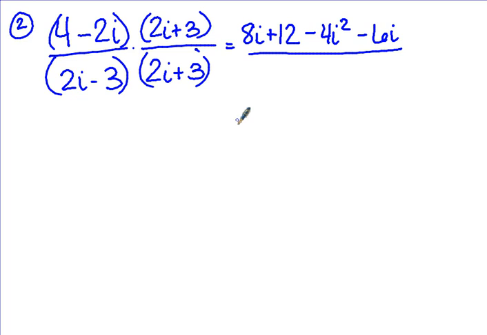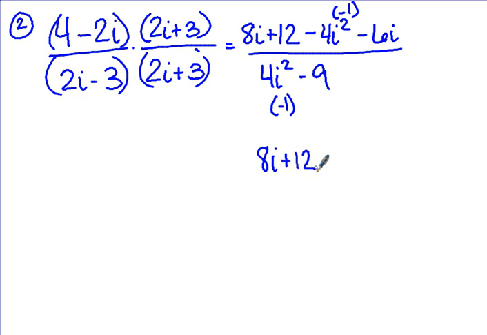And on the denominator, we just need to do first and last terms. So we have 2i times 2i, which gives me 4i squared. And we have negative 3 times positive 3, which gives me negative 9. Again, we need to go through and simplify. i squared is the same thing as negative 1. So if I multiply negative 4 times negative 1, that's going to give me plus 4. Down here on the bottom, 4 times negative 1 gives me negative 4. So this is what I'm left with. 8i plus 12 plus 4 minus 6i all over negative 4 minus 9.